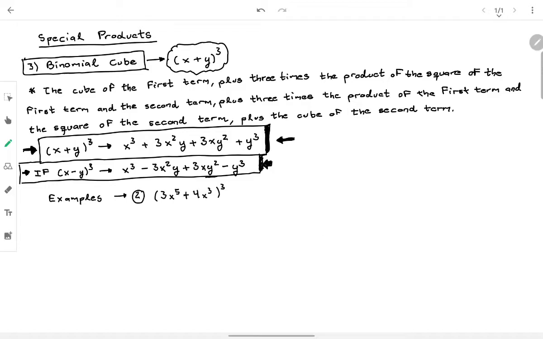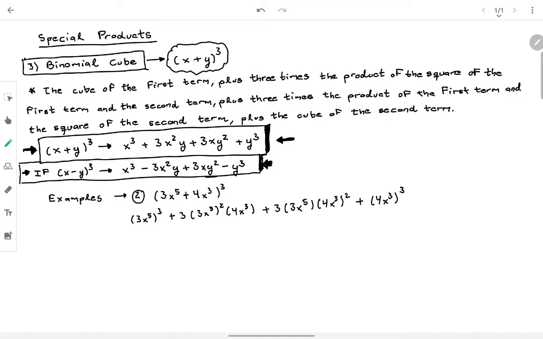So the second exercise is something like this. It's very similar, but we have the same letter. So let's see. The rule says it's going to be the first term to the third power plus 3 times the first term to the second power multiplied by the second term plus 3 times the first term multiplied by the square of the second term plus the second term cubed.